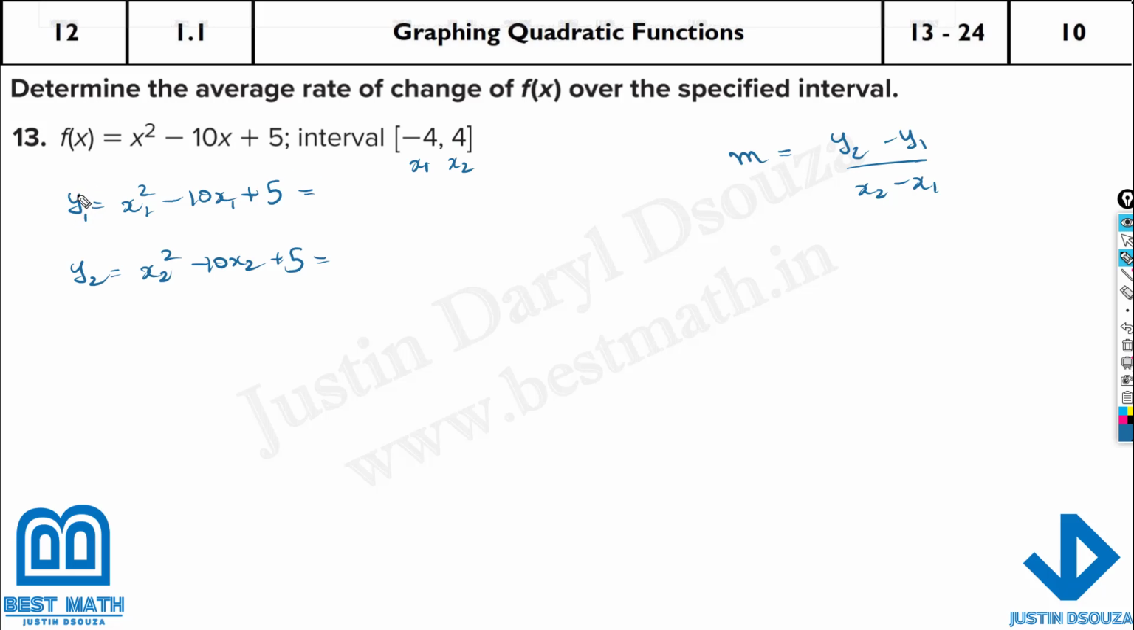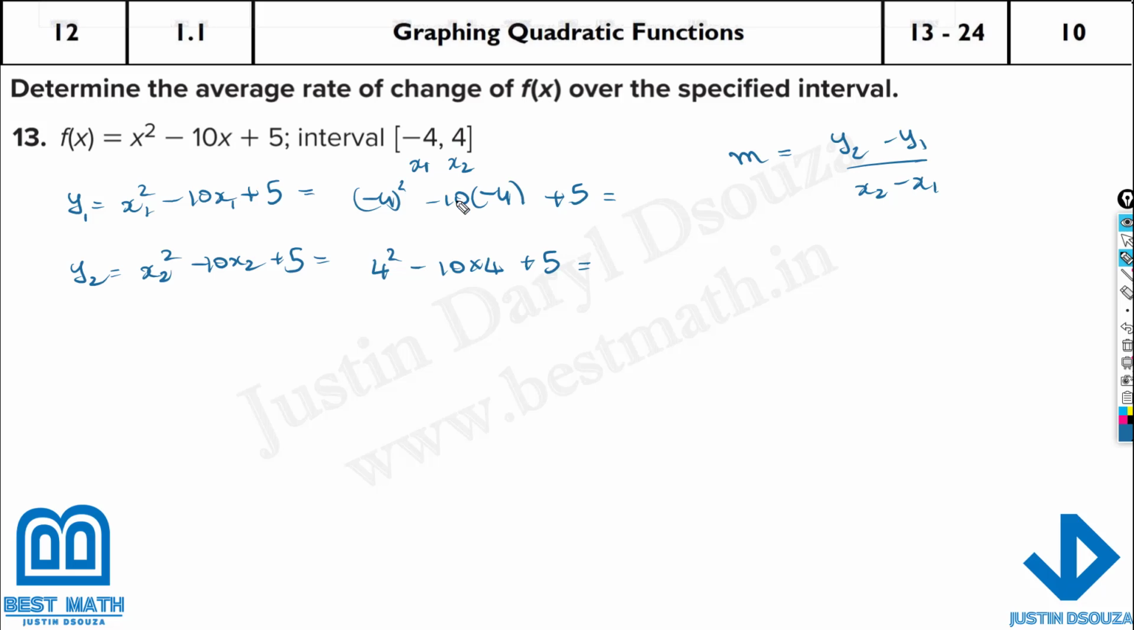In the sense, here the first one is minus 4, right? It's going to be minus 4 the whole squared minus 10 times minus 4, the whole, not squared, sorry, it's just this much, plus 5. And here what we have is 4 squared minus 10 times 4 plus 5. Just put it in the calculator and you will get the values. Those are the y1 and y2 values. And then x2 and x1 are given already, the intervals. So this is it. Let's solve this.